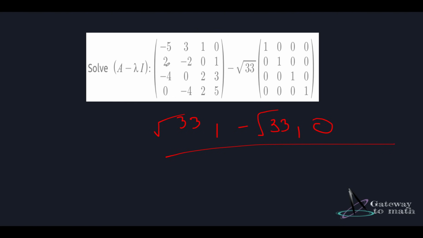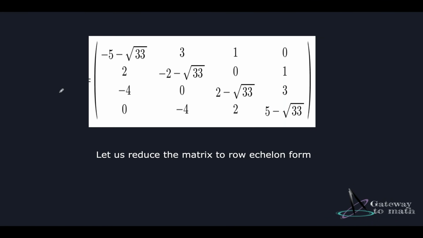Minus 5, 3, 1, 0, 2, minus 2, 0, 1, minus 4, 0, 2, 3, 0, minus 4, 2, 5. This was my original matrix. Minus lambda is under root of 33. That's what we're starting with. And then we have the identity matrix. So all the diagonal entries become under root of 33. And we've already seen when you have an identity matrix and you've multiplied it with that, the diagonal entries will become under root of 33, and we just have to subtract the diagonal entries from the diagonal entries of the original matrix, correct? So the new expression now becomes minus 5 minus under root of 33, minus 2 minus under root of 33, 2 minus under root of 33, 5 minus under root of 33.